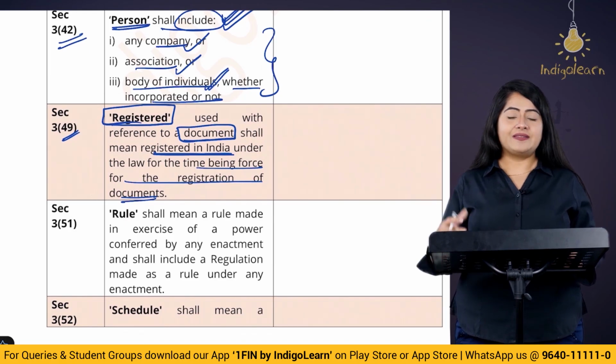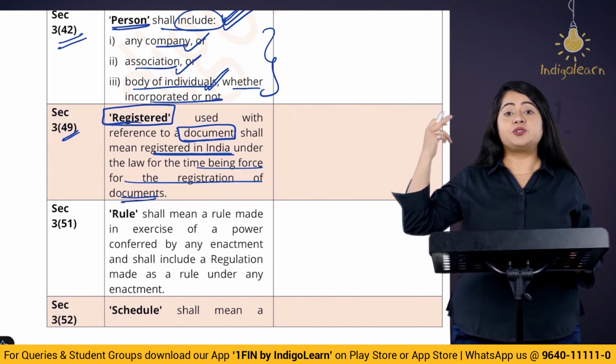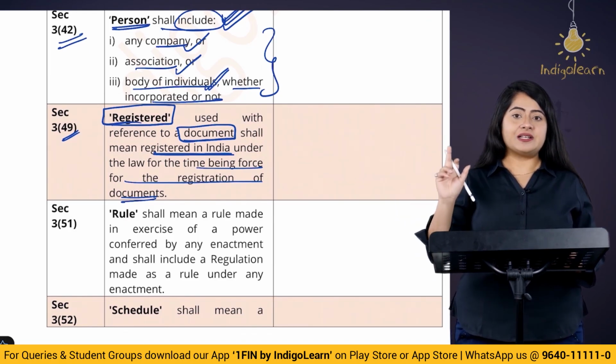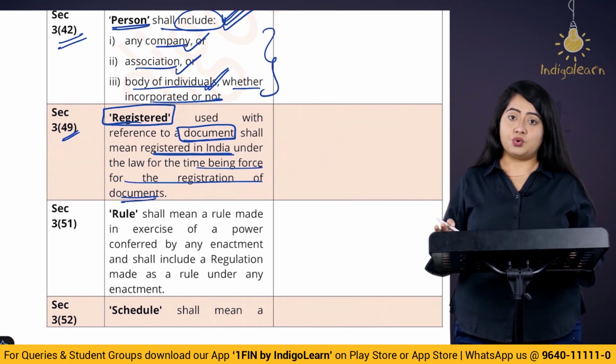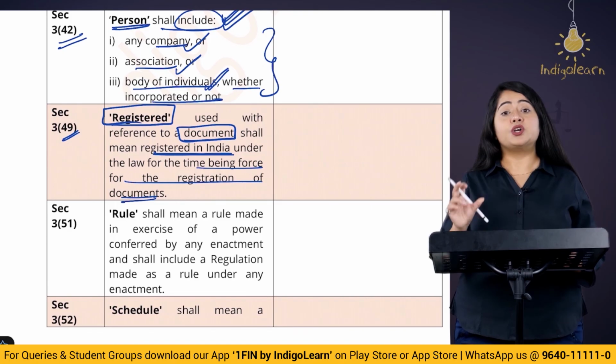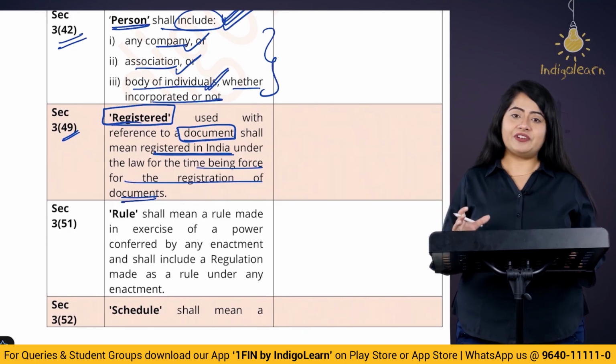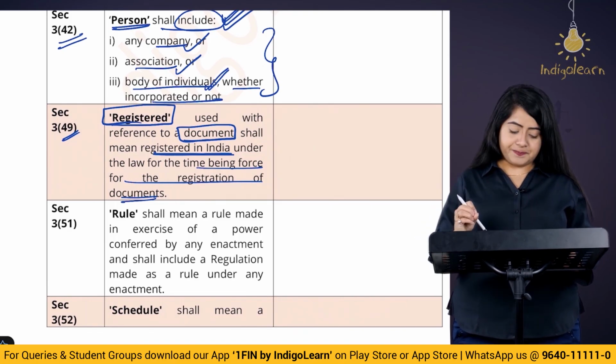So if I tell you that a document is registered as per the laws of Australia, are we going to be considering that document registered according to this definition? The answer is no. According to this definition, a document is considered registered only if it is registered as per the laws in India, right?